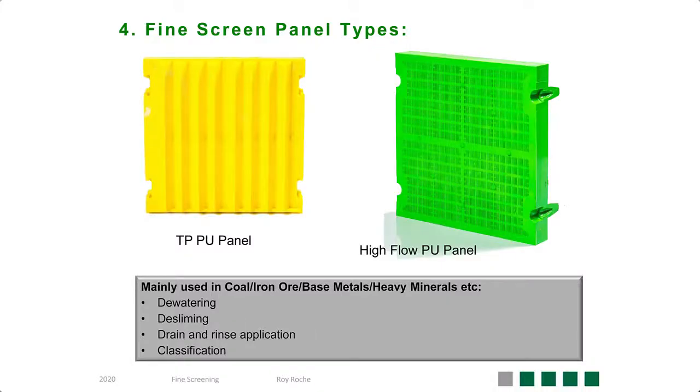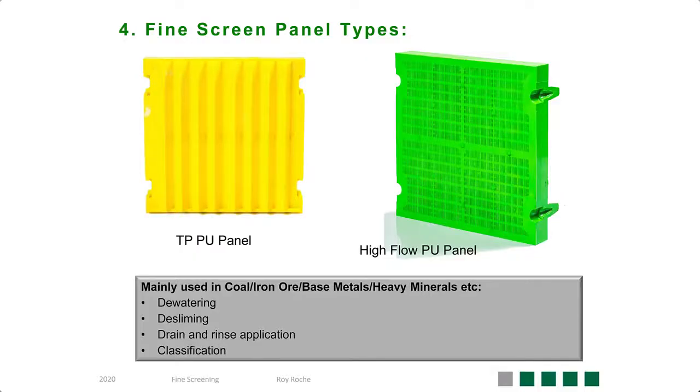Here are some examples of our injection molded polyurethane fine screening panels, and of course these can be used in coal, iron ore, heavy minerals, base metals. We have light, medium and heavy duty designs, and it's very interesting: Multitech has more than 3,730 odd designs of apertures that are less than 2 millimeters. Obviously these are all used again in the same applications of dewatering, desliming, classification, and drain and rinse.